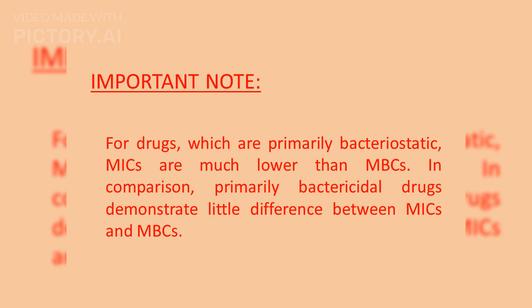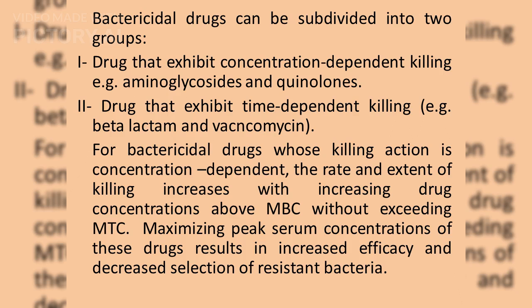For drugs that are primarily bacteriostatic, the minimum inhibitory concentrations, MICs, are much lower than the minimum bactericidal concentrations, MBCs. In contrast, bactericidal drugs show little difference between MICs and MBCs. Bactericidal drugs can be divided into two groups: those that exhibit concentration-dependent killing, like aminoglycosides and quinolones, and those that exhibit time-dependent killing, such as beta-lactams and vancomycin.